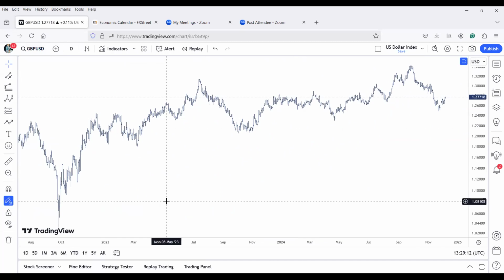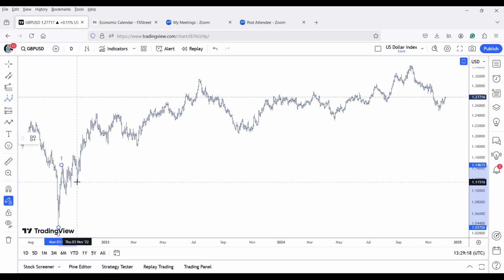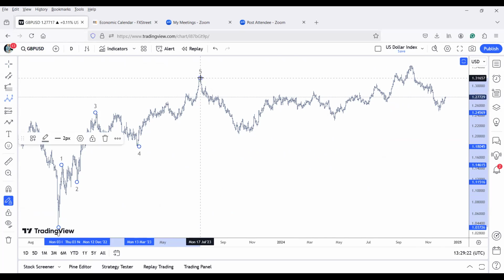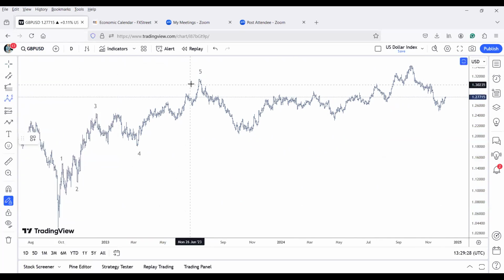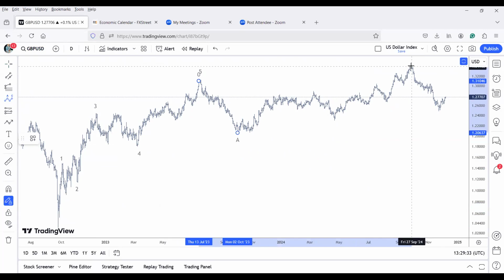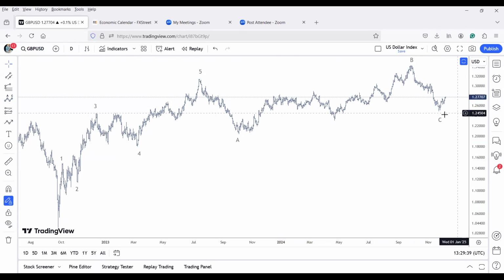Very quickly, I'll do the wave counts as 1, 2, 3, 4, and 5. And then we've got this corrective pattern, which is different than euro. It is an expanded flat. So in an expanded flat, B goes higher, and C is somewhere here.